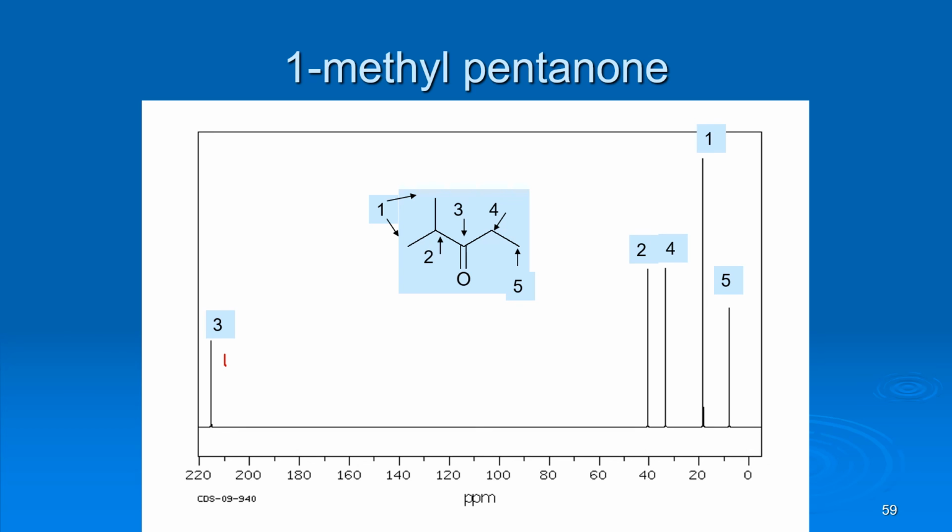Again, what I was saying here, 2 and 4 are pretty close to each other. And so 2, because of the extra carbon, is slightly to the left of 4. 5 is the furthest away from everything, so it's over here. And then these 2 over here, and notice that that's got an integration of 2 because there's 2 carbons.